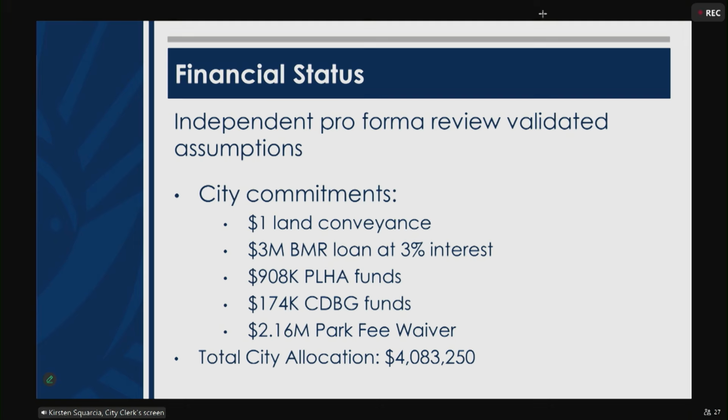Although not included in the $4 million funding and allocation, there is a park fee waiver of $2.16 million, and that's consistent with the city's BMR manual that any affordable or below market rate housing, whether on a 100% affordable housing development site, or even housing sites where it's only 20%, those are excluded from the park fee waivers.